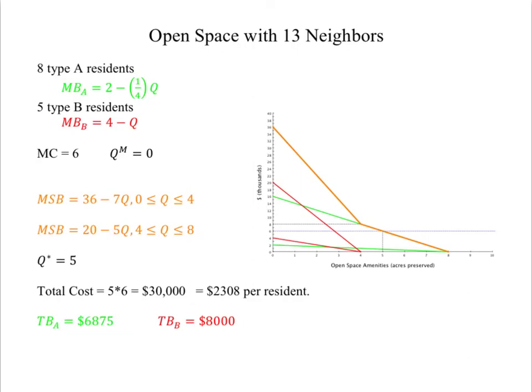The area under a single Type A marginal benefit curve between 0 and 5 is $6,875, while the Type B triangle has area $8,000. Of course, the more residents, the lower the tax burden per resident to cover the cost of providing 5 acres of the environmental amenity, that is, of providing the public good.